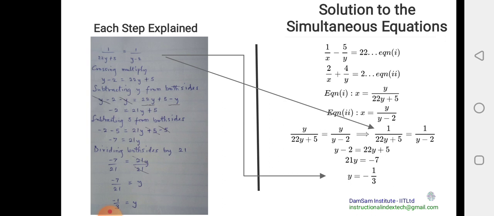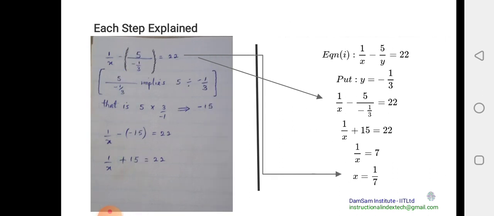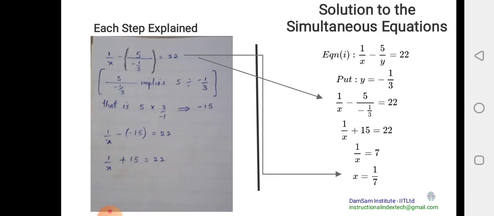Again, we subtract 5 from both sides, and when we do that, we have negative 2 minus 5 is equal to 21y. Then negative 2 minus 5 gives us negative 7, and after we have negative 7 is equal to 21y, we divide both sides by 21, which happens to be the coefficient of y. Then finally we have y equal to negative 1 over 3, just like we are seeing it on the slide. So that is the process, and after we have obtained the value of y to be negative 1 over 3, we now put it into any of the equations.